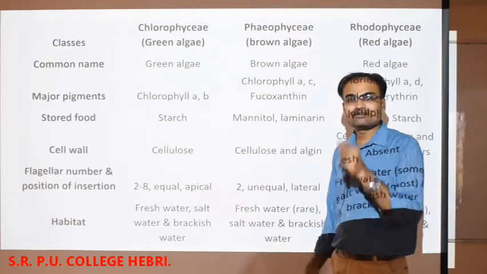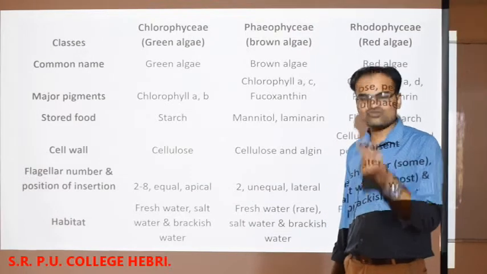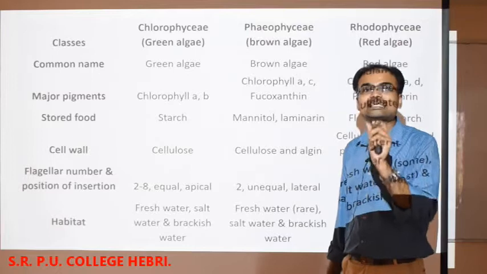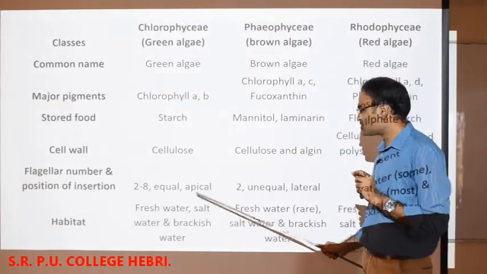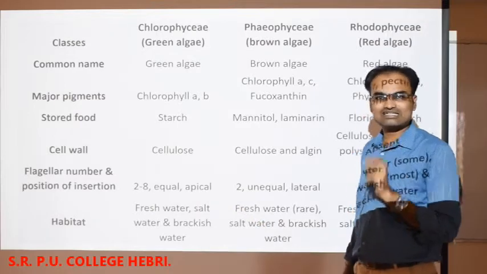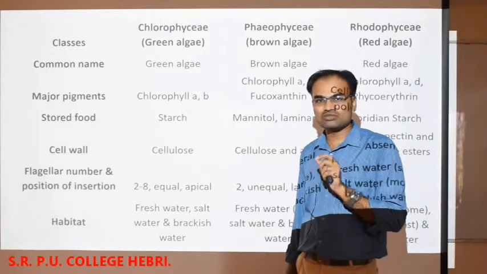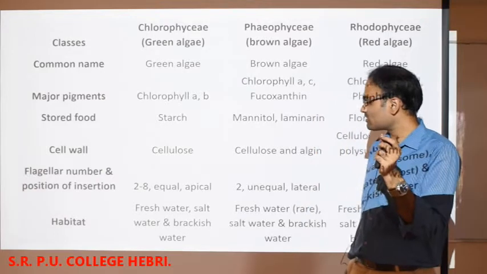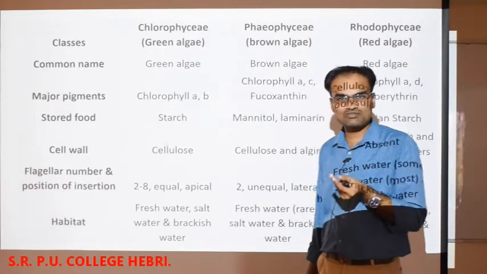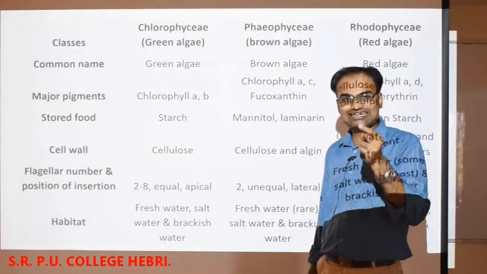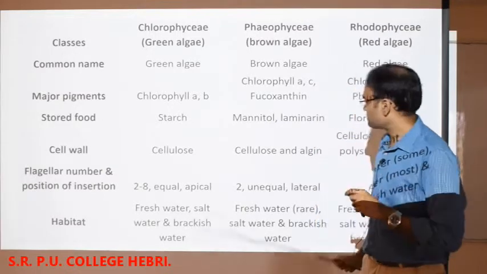What does it mean? Their size is equal. If 2 flagella are present, their length is equal. There are no unequal flagella. As well as their position is apical, that means they are present at the apex of the organism. In the last class, in the previous one, you observed the diagram of Chlamydomonas, which possessed 2 flagella, isn't it? Which were present at the apical position of the organism.